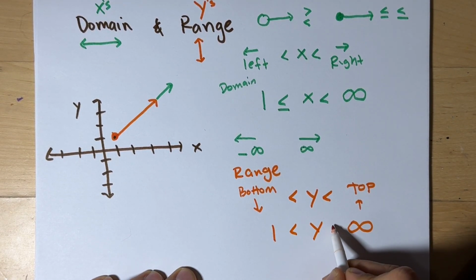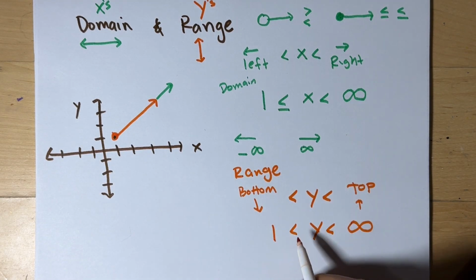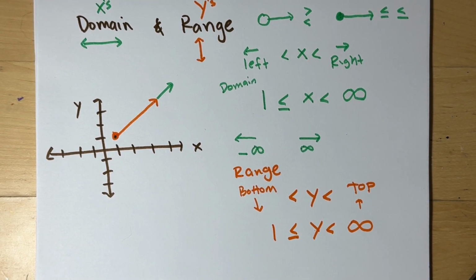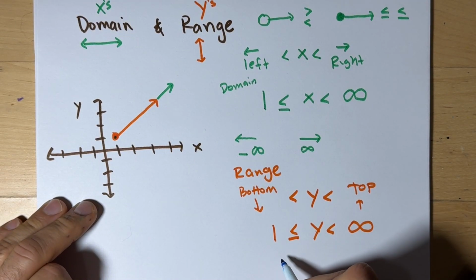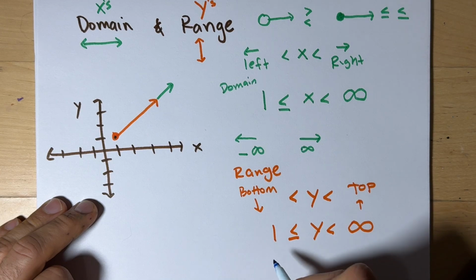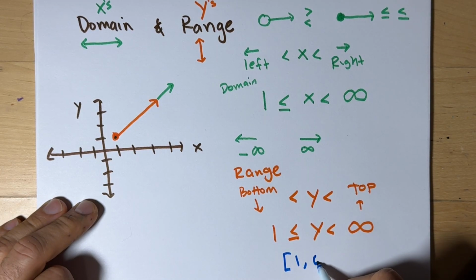We'll point our arrows to the left, and we're including 1, it touched 1. So y is greater than or equal to 1, or y is less than infinity. Those of you doing the notation using either a bracket or a parentheses, it would look like this, from 1 to infinity.